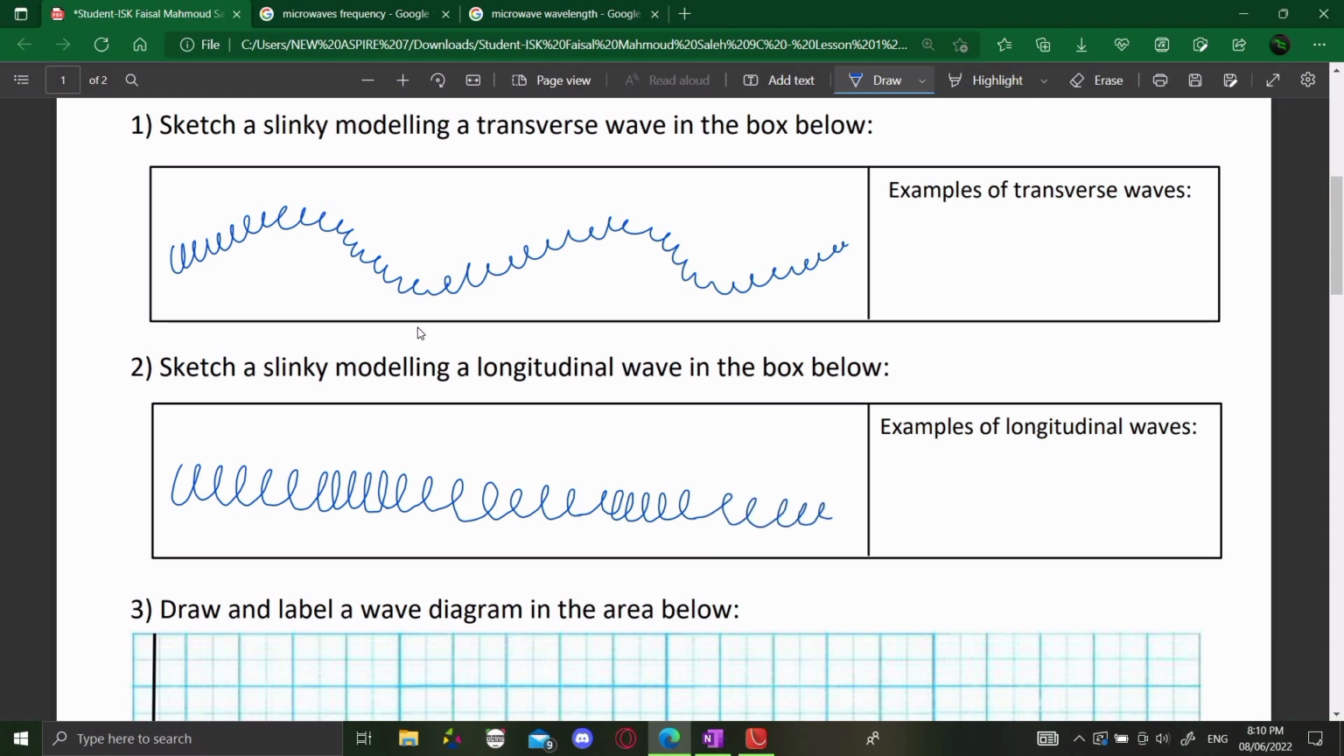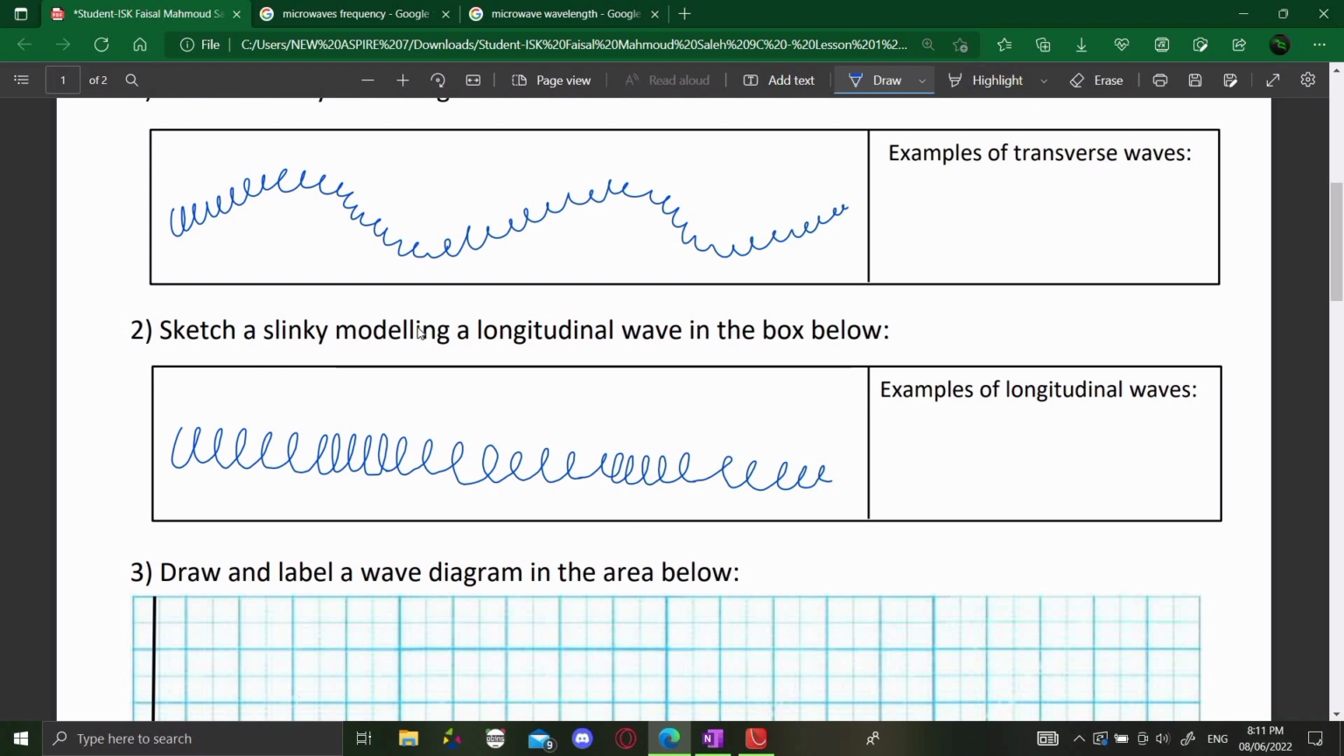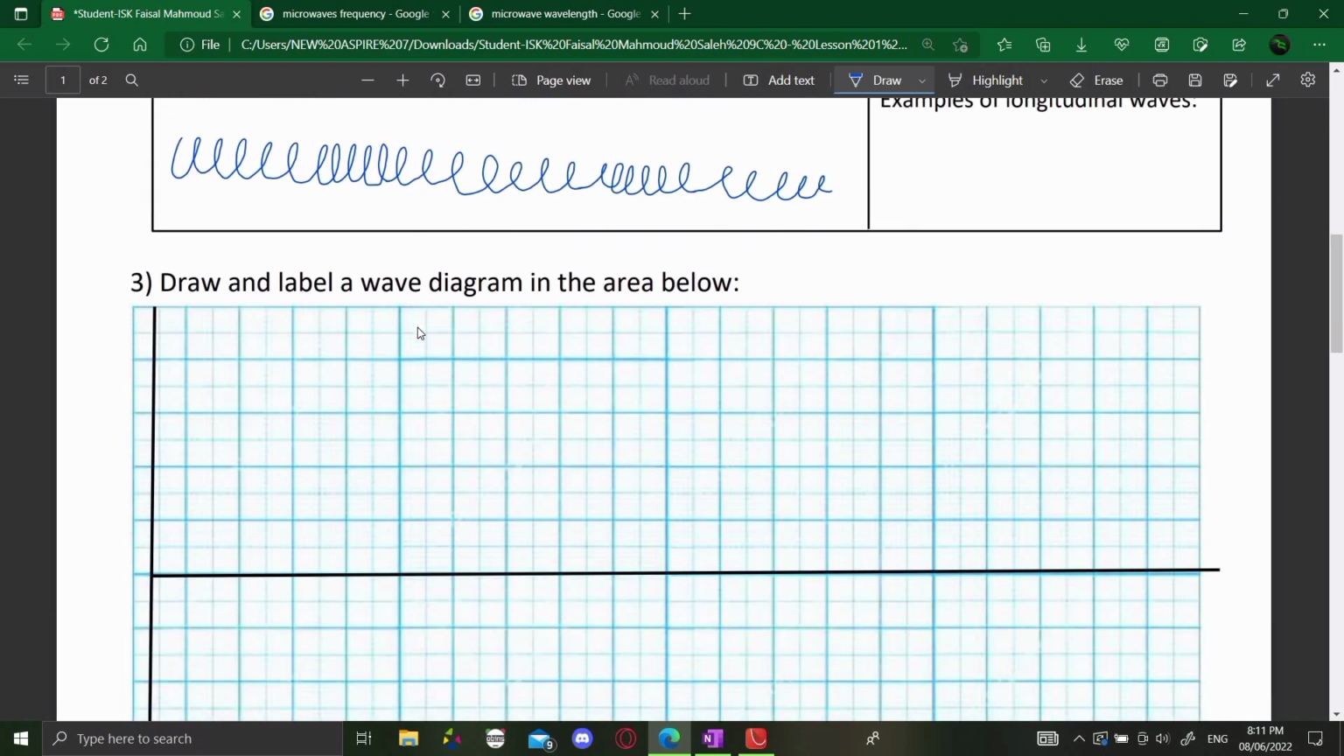And these areas where they're much further apart are called rarefactions, and where they're closer together are called compressions, which correspond to the peaks and troughs that you'd find on a transverse wave.